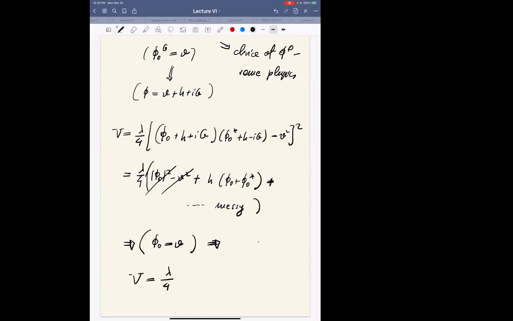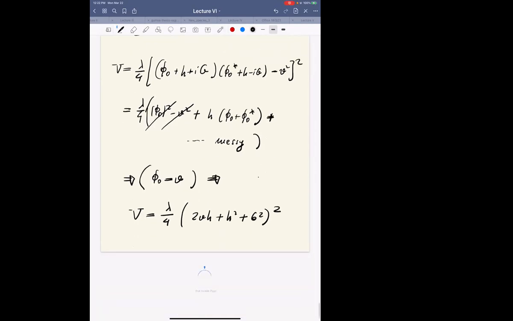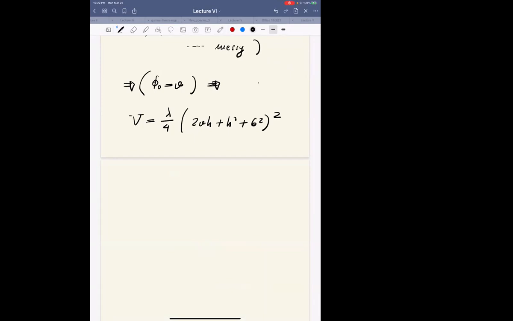Because it got messy. I just wanted to convince you that the constant term will cancel, which is fundamental to get correct physical masses. And then we will have two VH plus H square plus G square, everything square. Do you agree? Did I make a mistake again? It's good that you are here. I was wrong in what I wrote before, but I think now it's correct. Right. There is no linear term in G, but only quadratic, which is lambda over four. We can write like this, H square plus G square, everything square. That's the first term.